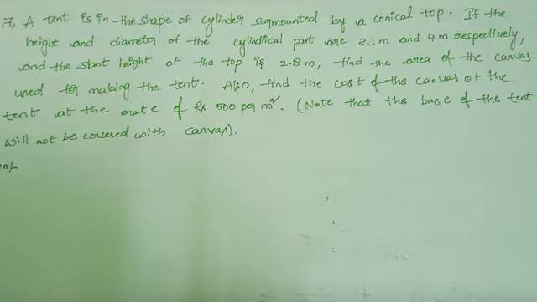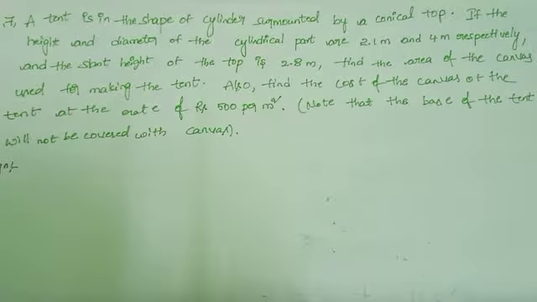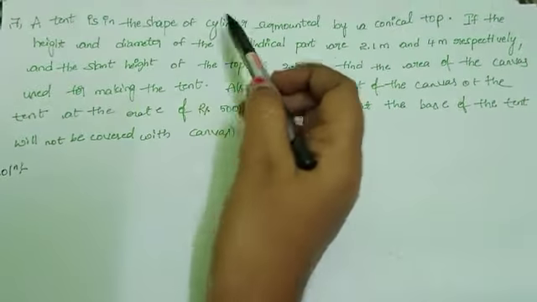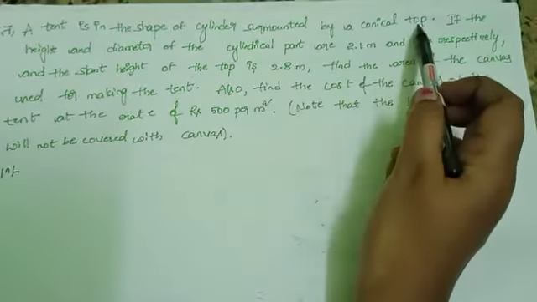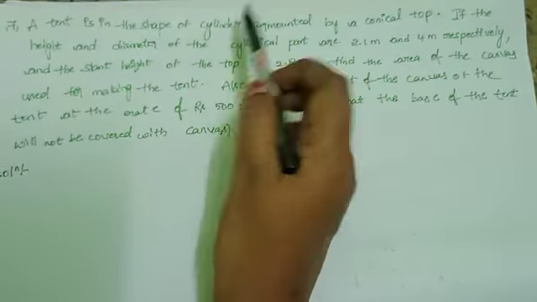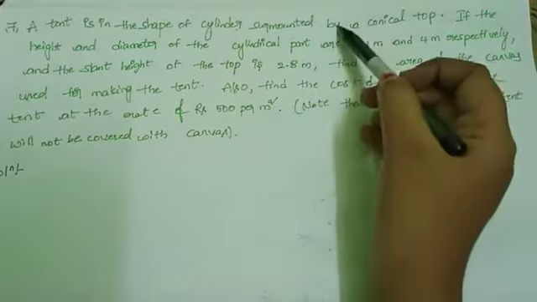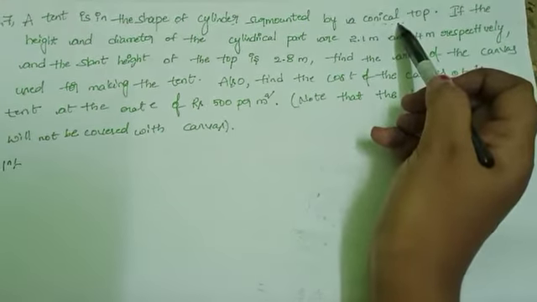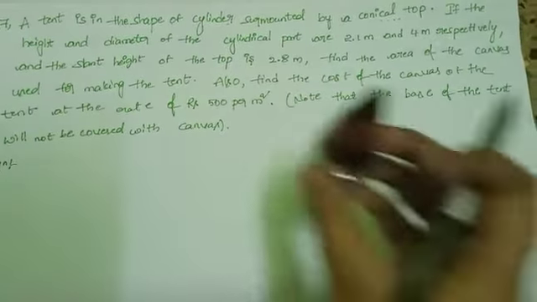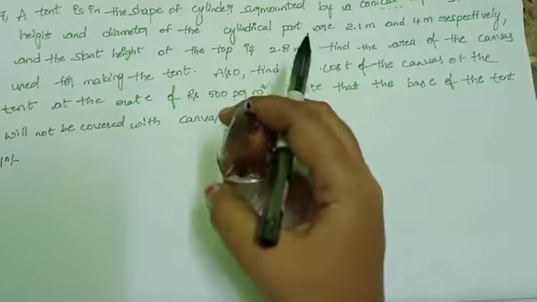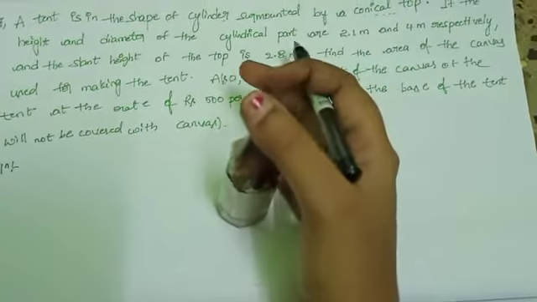Let's discuss 7th question in exercise 13.1. A tent is in the shape of a cylinder surmounted by a conical top. Below is the cylinder and the upper part is the cone. See this figure. This is a cylinder. Above is the conical top.